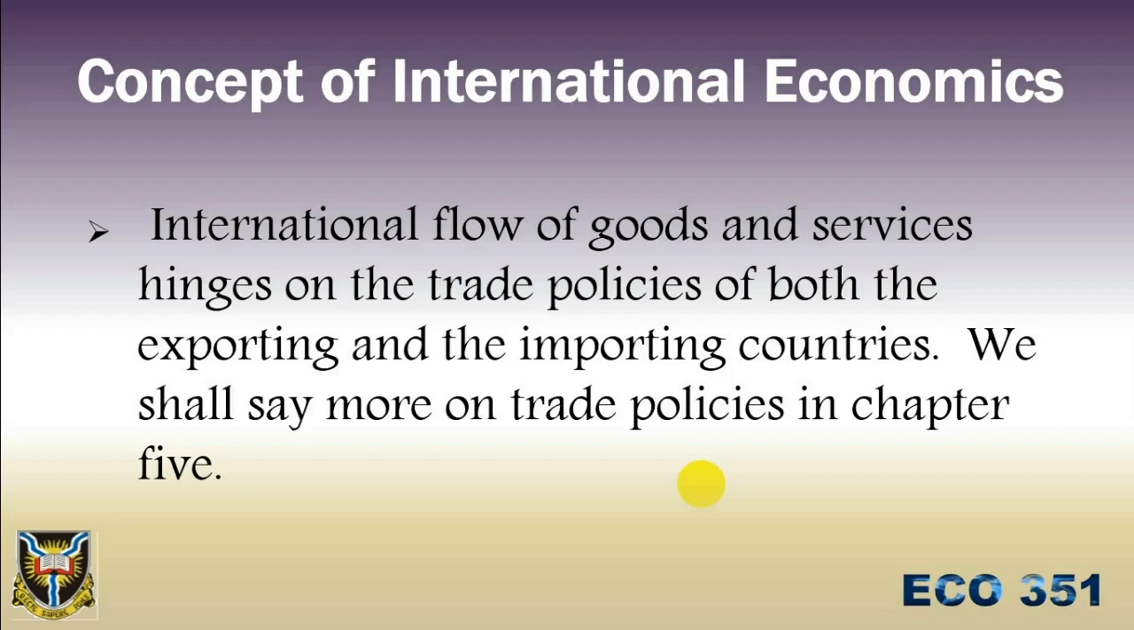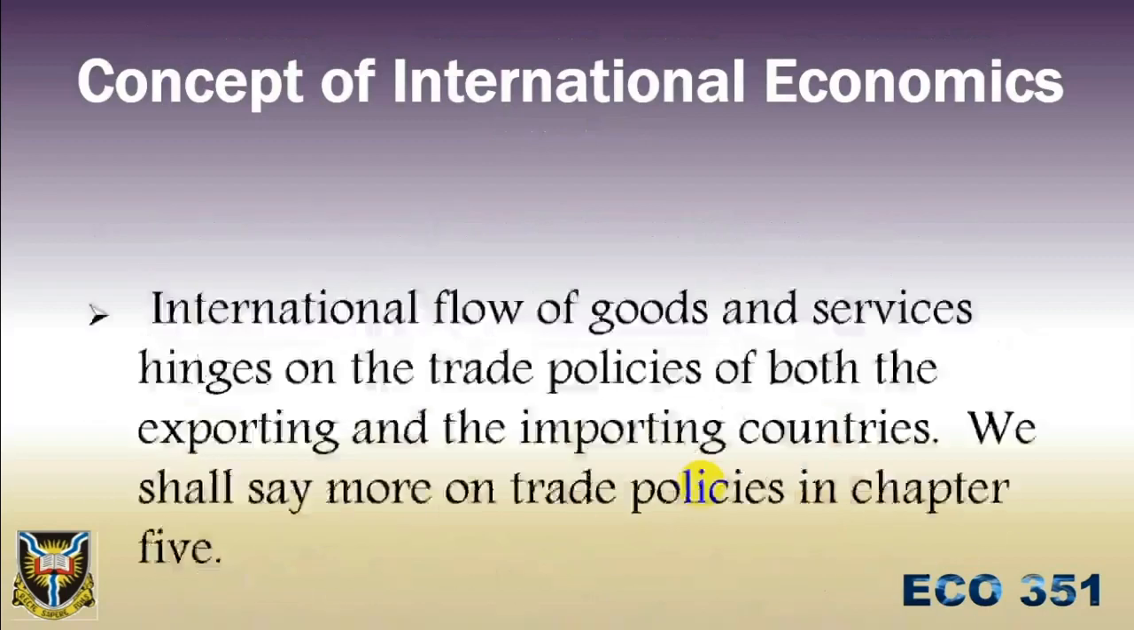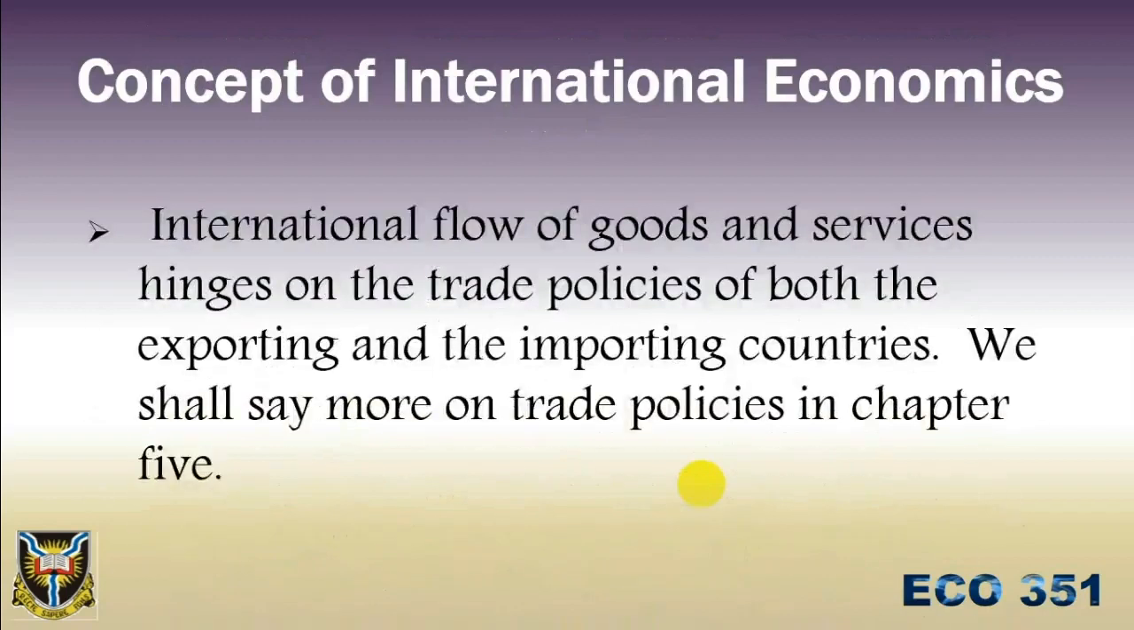However, because Nigeria, US, Italy, Germany, and Ghana are sovereign states, export of Nigeria's textiles to a country like the US may face stiff restriction, either through quota or tariff, or even outright ban. Thus, international flow of goods and services hinges on the trade policies of both the exporting and importing countries. We shall say more on trade policies in Chapter 5.